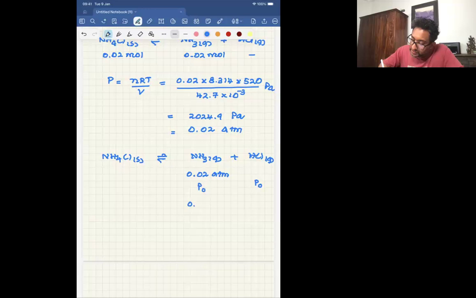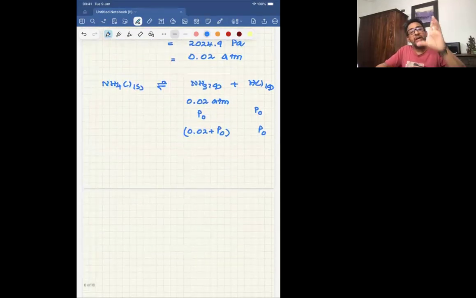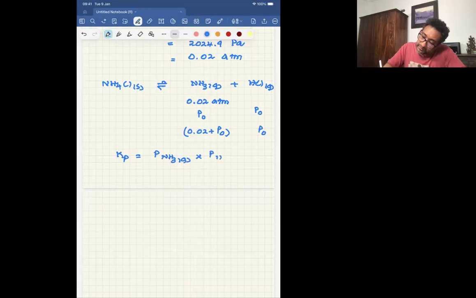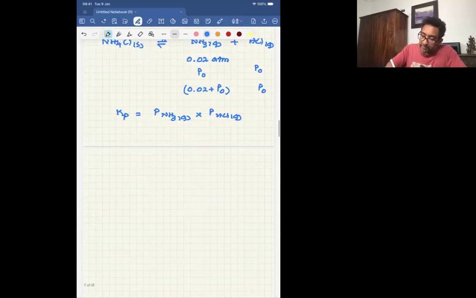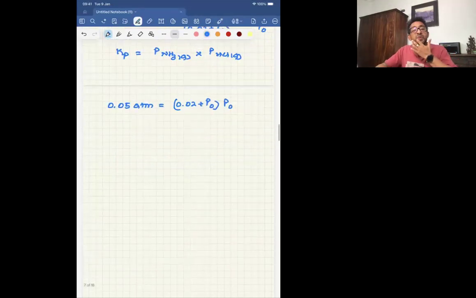So what is the total ammonia pressure now? 0.02 plus P naught. This is also P naught for HCl. Now it should become equilibrium, that means it should be equal to Kp. Kp is equal to partial pressure of ammonia gas times partial pressure of HCl. The Kp value they have given is 0.05 atm, equal to 0.02 plus P naught times P naught. Now you have a quadratic equation.